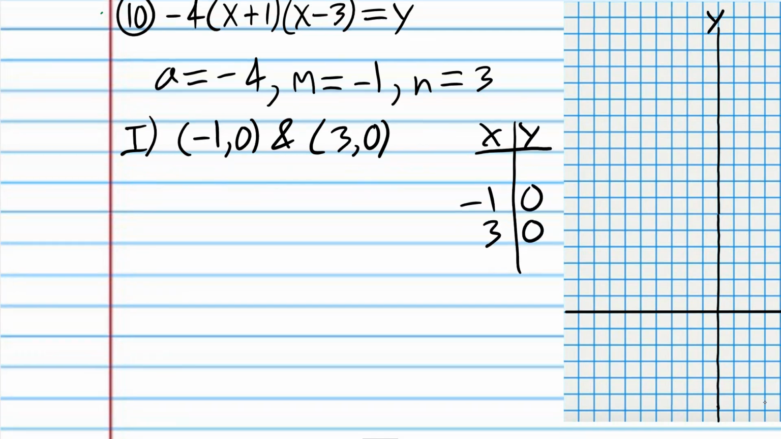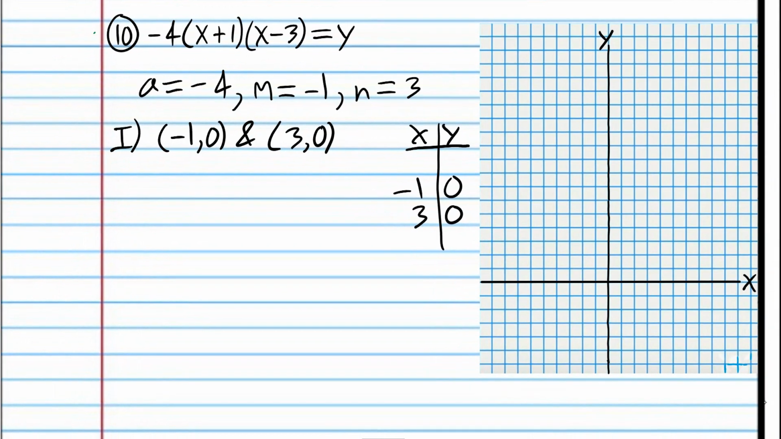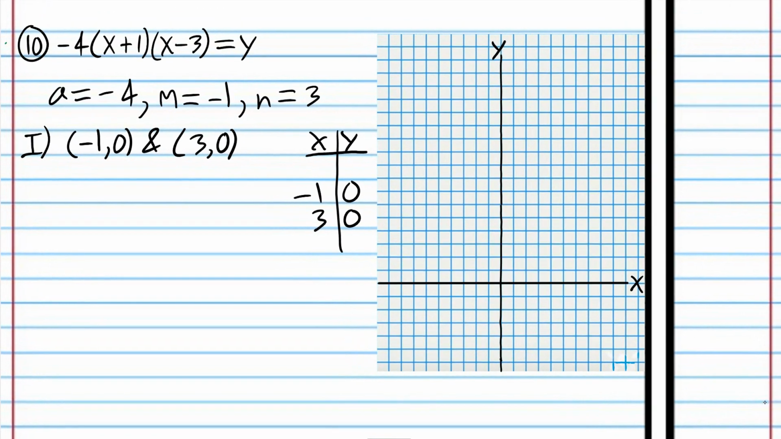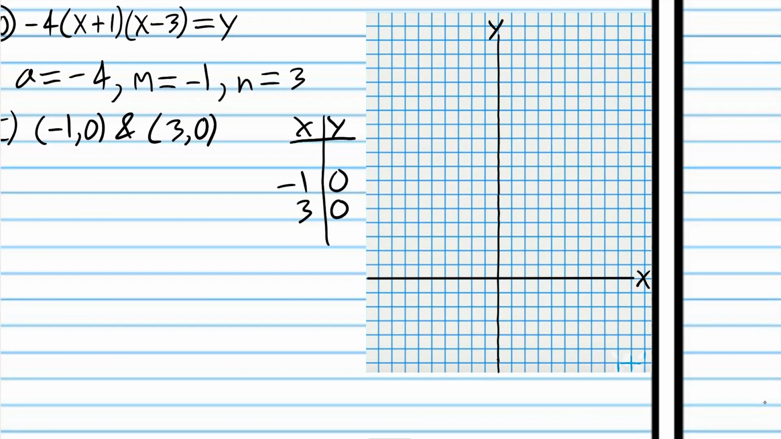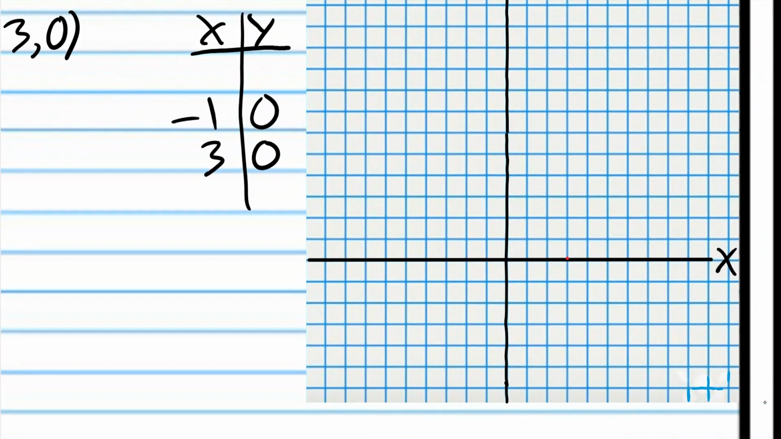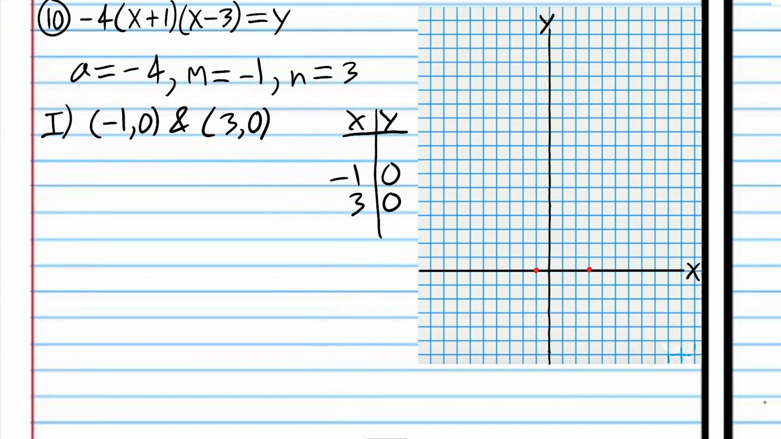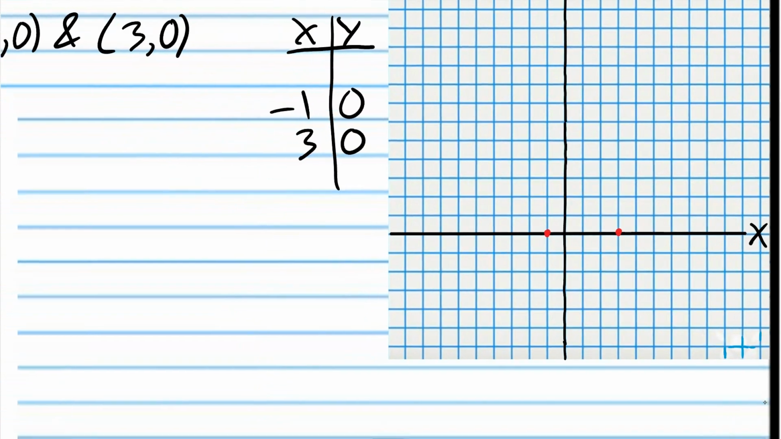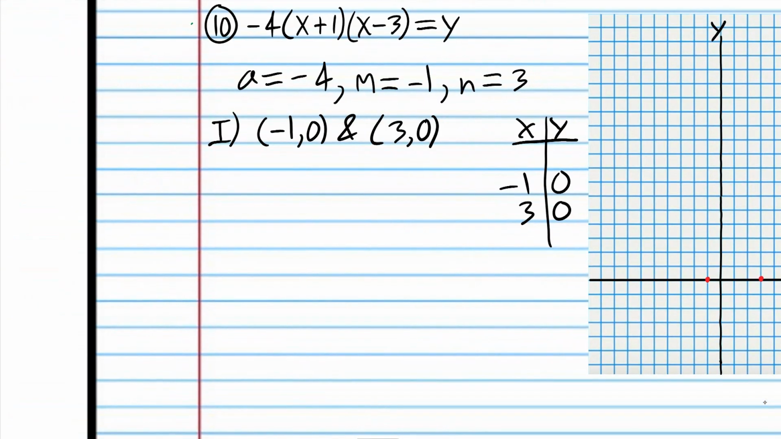I'm going to leave a space for the vertex. And so if we graph those points, that would be here and here. And obviously the halfway point between those would be here. So we know the x value of the vertex is going to be 1. Let's go ahead and confirm that.